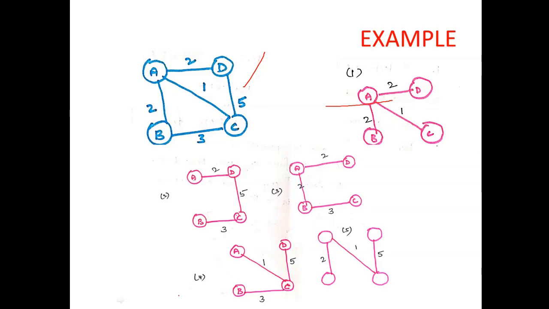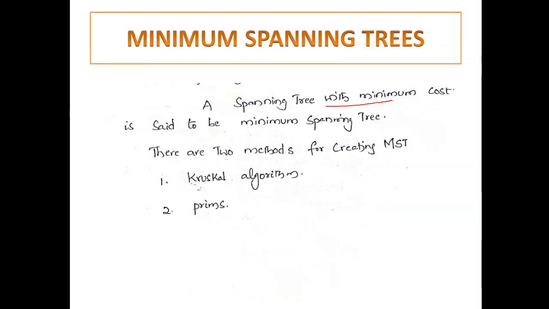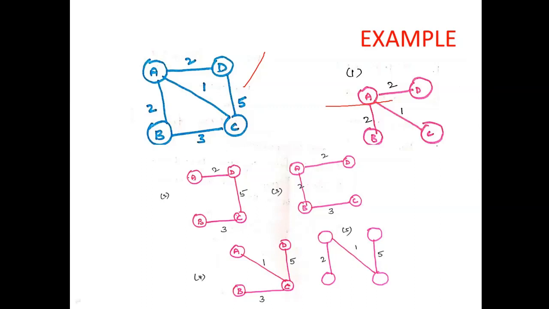And then what do we mean by a minimal spanning tree? A spanning tree with a minimum cost is said to be a minimal spanning tree. What do we mean by minimum cost? Consider this same example. Here we have 4 vertices and 5 edges, and each edge has some value, which is called its weight. You can construct a number of spanning trees for a given graph, and the spanning tree with the minimum cost is said to be a minimal spanning tree.